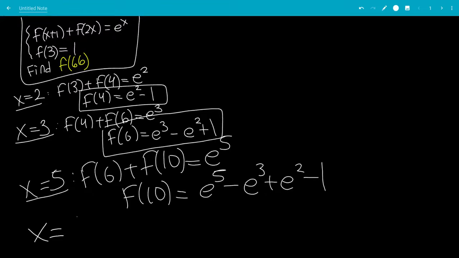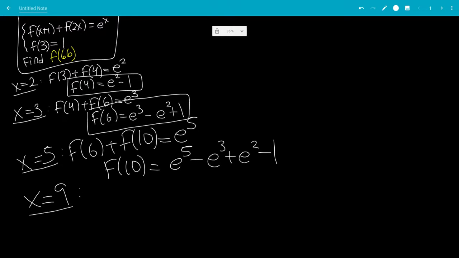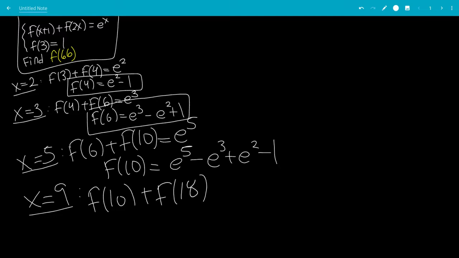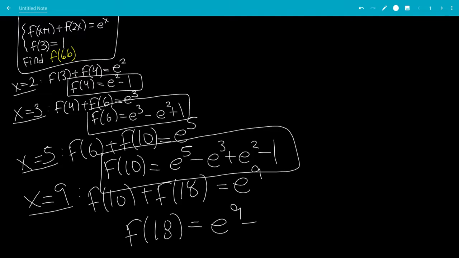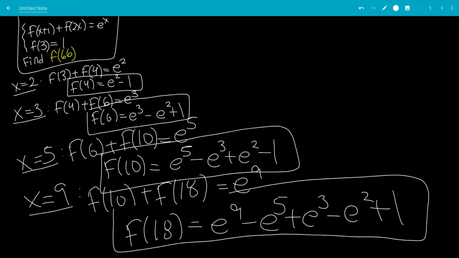Now we have x = 9, because that's 10 minus 1. We plug that in. We get f(10) + f(18) equals e to the 9th power. So f(18) equals e to the 9 minus f(10), which you know is this. Now you have, I didn't box it in, but minus e to the 5th plus e cubed minus e squared plus 1. So that is f(18).